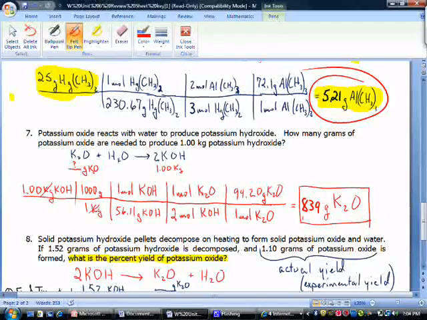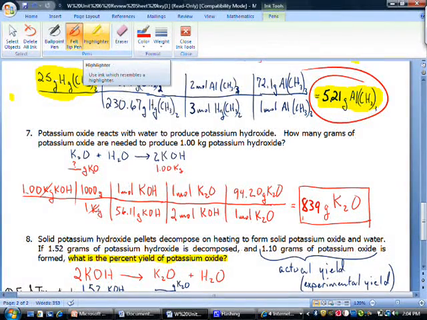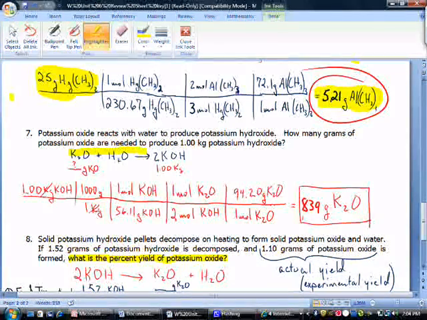Number 7 is a straightforward stoichiometry problem as long as you know how to write the balanced chemical reaction. That's really the thing you have to be sure you can do here in this problem. If you don't have the balanced chemical reaction, you won't be able to do the stoichiometry right. Pause the video if you need to so that you can look over how we set up this problem, number 7.